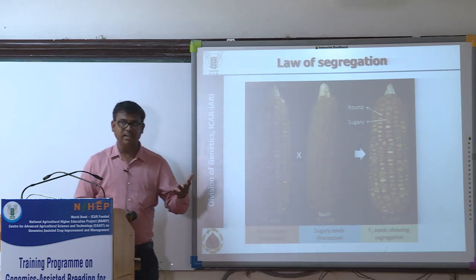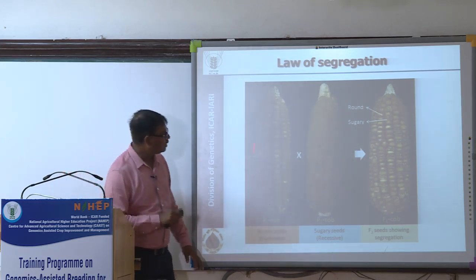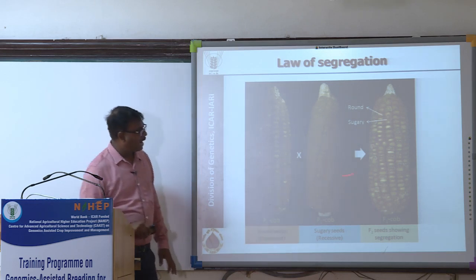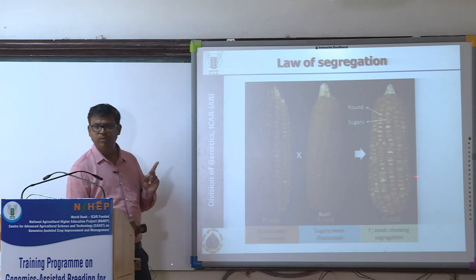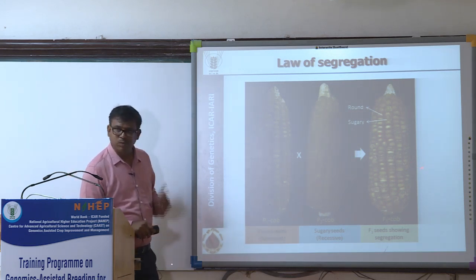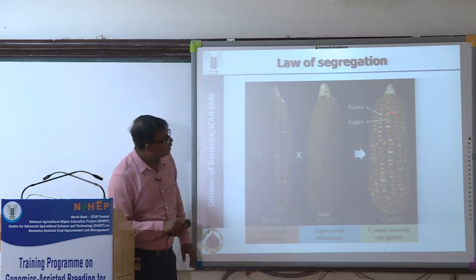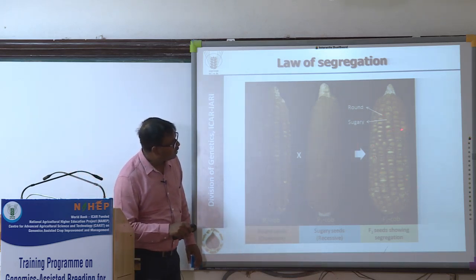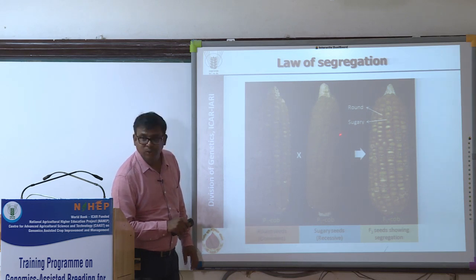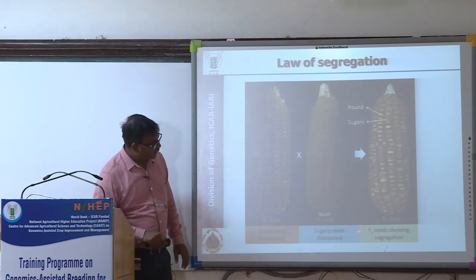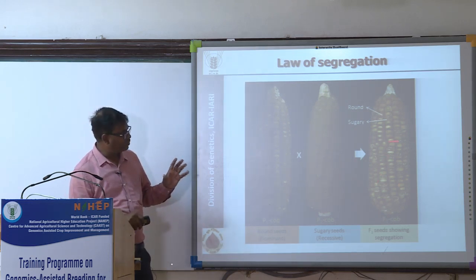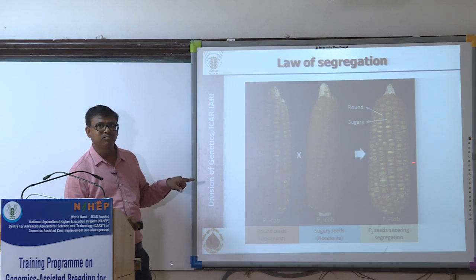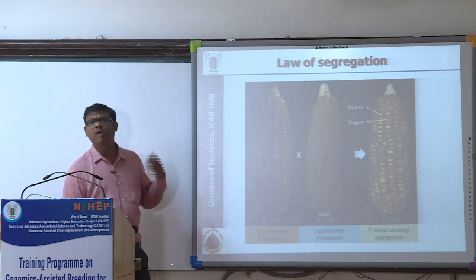Now we are trying to see the law of segregation. This is the dominant, this is the recessive, and this is the F1 plant. Once you grow it, this is the F1 cob. The F1 cob will be produced by the F1 plant, and these seeds are what? F2 seeds. Now if you see, these are the round and these are the wrinkled ones, which we call sugary. If you count, it is segregating exactly in 3:1. I think it is very clear that round is more than sugary. If you count, it is 3:1.